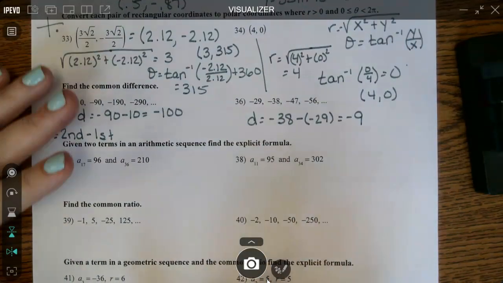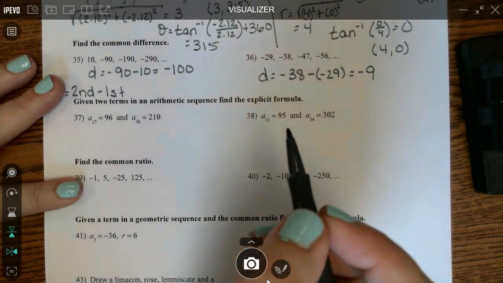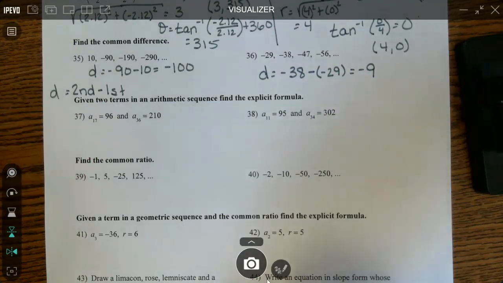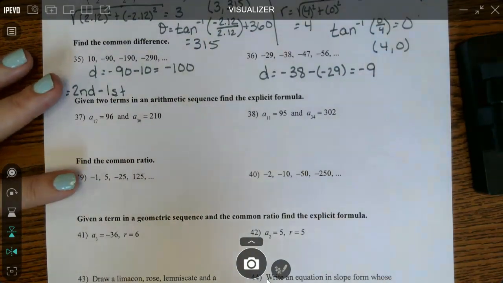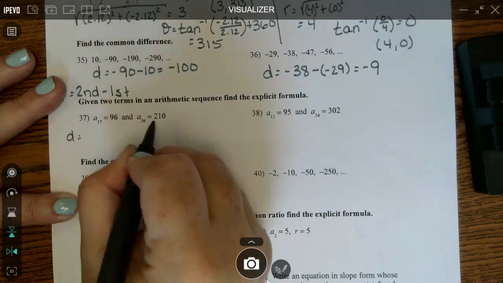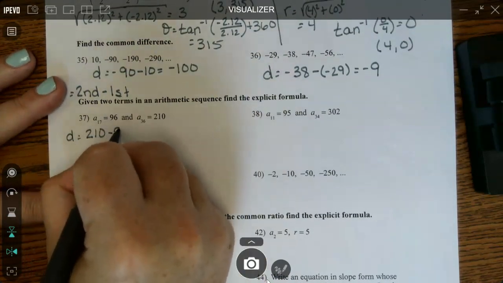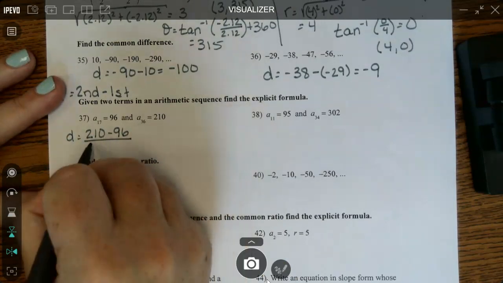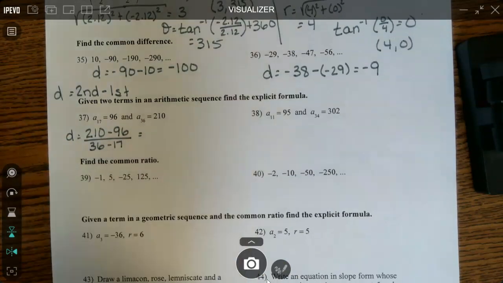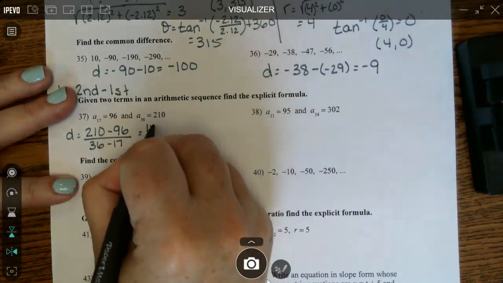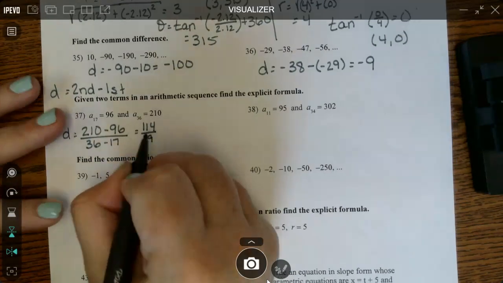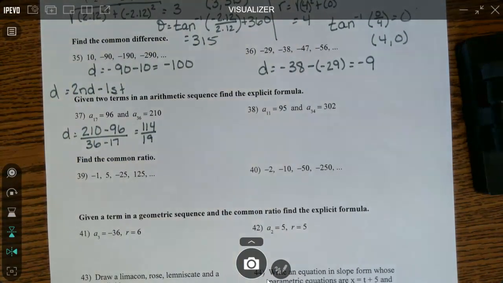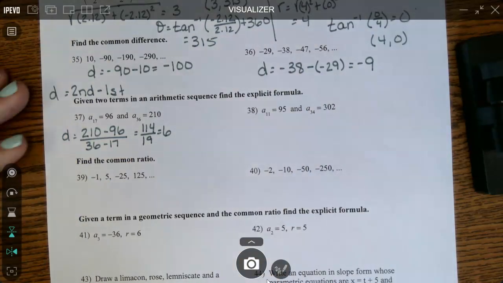Okay, here we need to find the arithmetic sequence. So we need r. We need d. So d is the second minus the first, and again with the terms. So 210 minus 96, and then 36 minus 17. So we get 6. Okay.